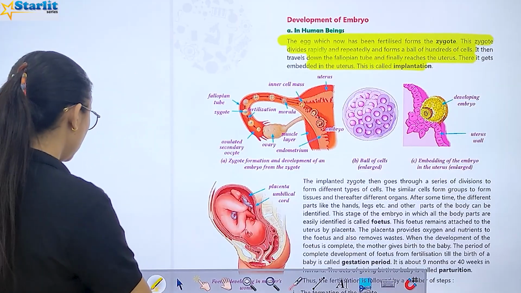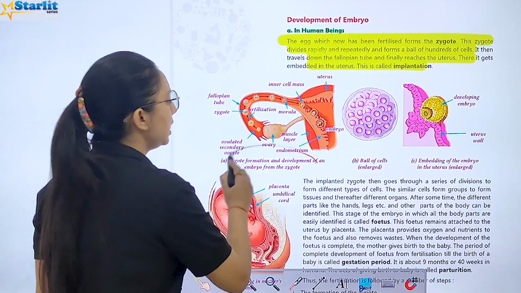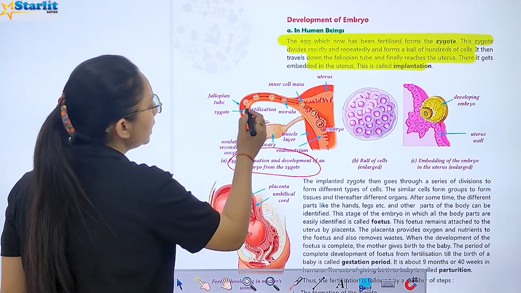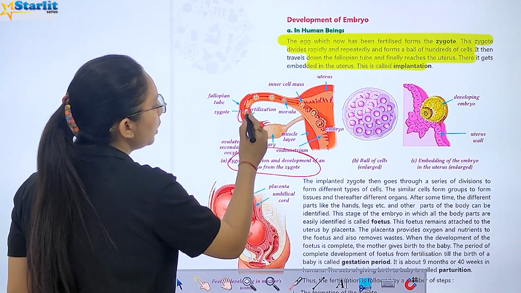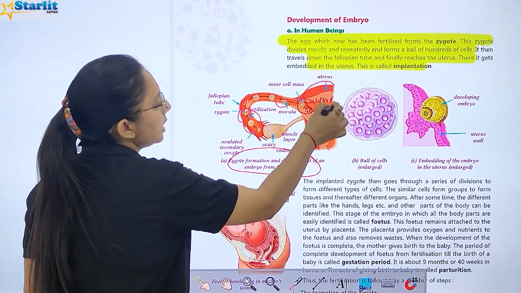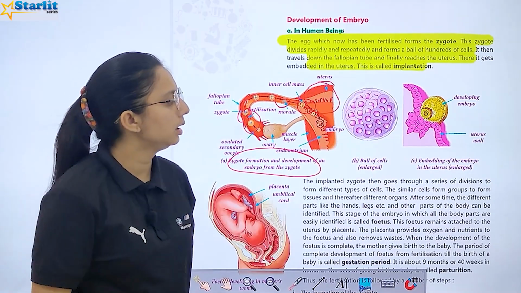Implantation, right? So here you will see zygote formation and development of an embryo from the zygote. This is your fallopian tube, where the zygote forms. Fertilization, this is the morula. This is the inner cell mass, this is your uterus, right?